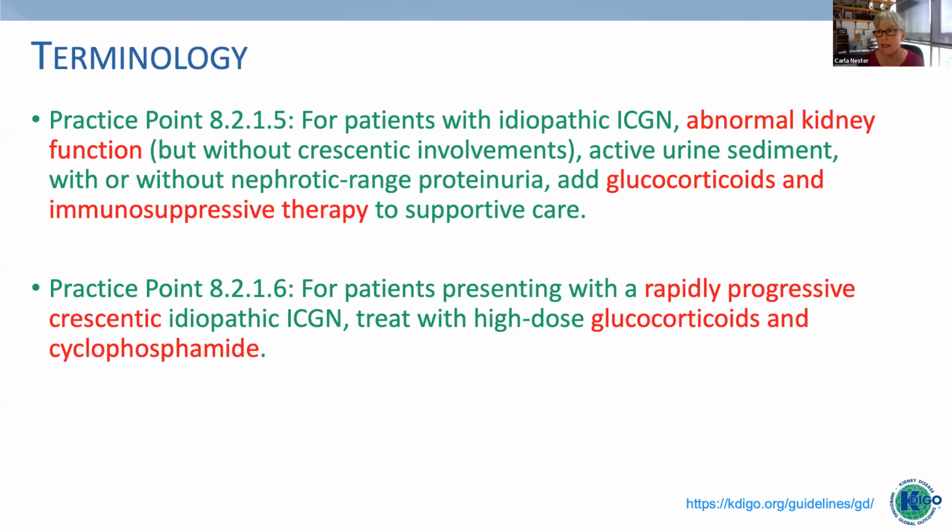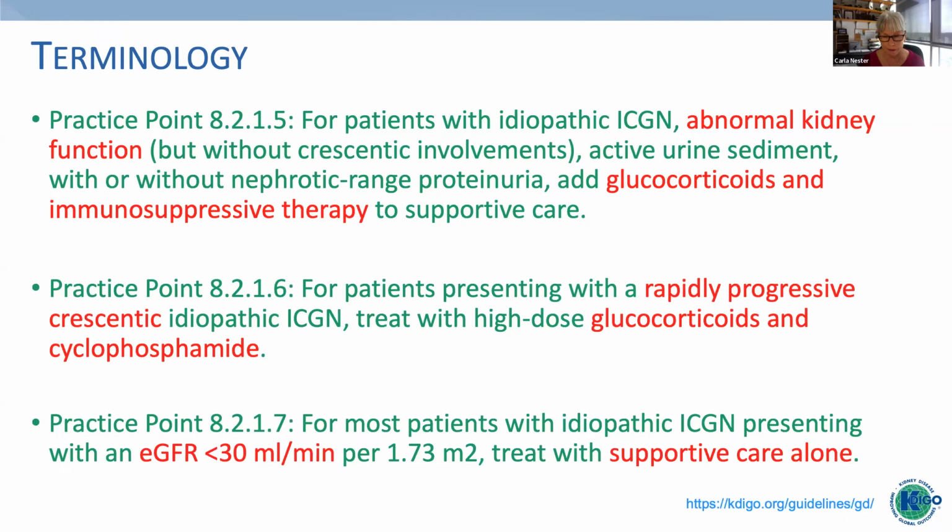And then, of course, as happens in a lot of our GNs, if it's rapidly progressive, then very frequently corticosteroids and cyclophosphamide are being used. I wanted to bring this forward very quickly: if the GFR is very low, perhaps supportive care is the only thing we should be considering, just because of the sheer risk-benefit ratio. But keep that in mind as you're thinking about your individual patients.